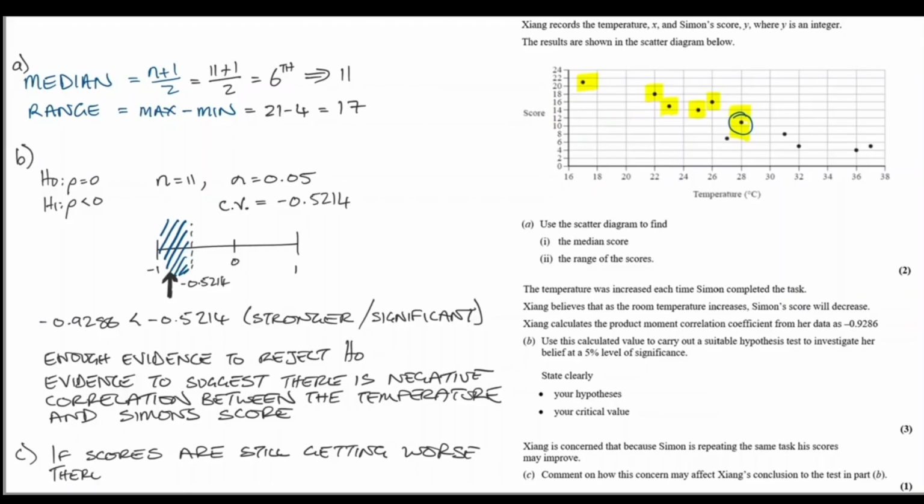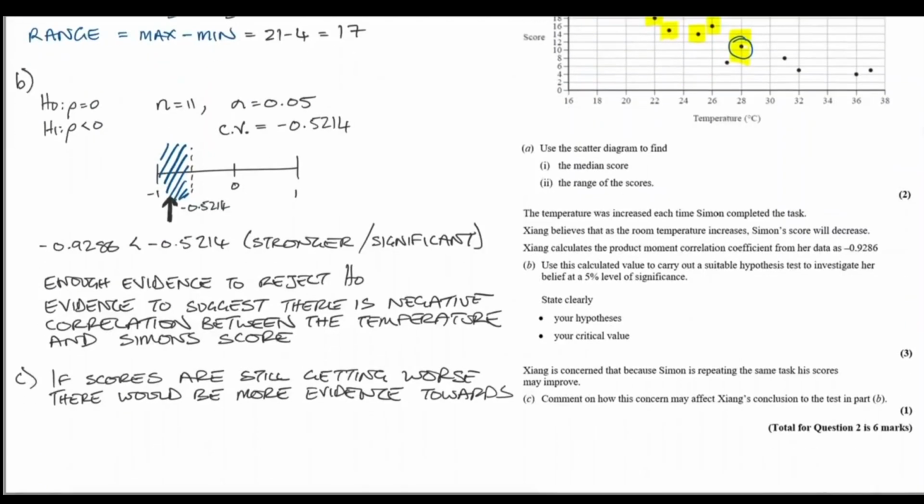Because basically that means that these are Simon's improved scores. So if Simon wasn't improving each time, there would be even more of a negative slope. There would be even more of a negative gradient. So it's kind of like we're giving Simon the benefit of the doubt. We're giving him an improved score each time, and we're still seeing very strong negative correlation. This only supports Chang's claim even more.